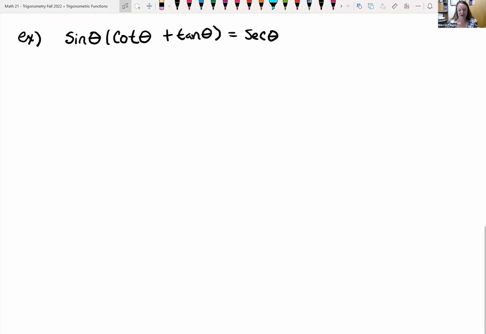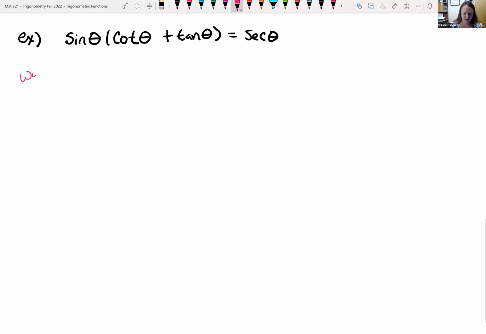Okay, so we want to show the following identity is true: sine theta, all times the quantity cotangent theta plus tangent theta, is equal to secant theta. Again, when we're working with these identities, you choose one side to work on, and you manipulate that one side to look like the other side. It's most helpful to look at the more complicated side. Looking at this, my more complicated side is the left-hand side.